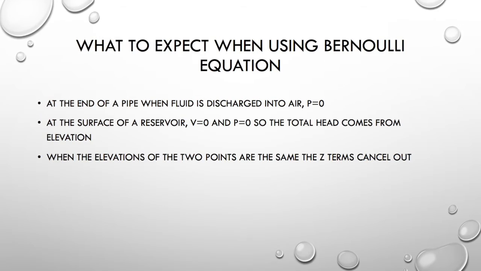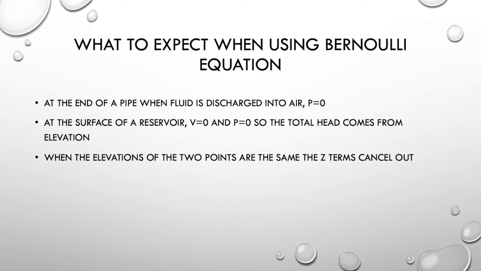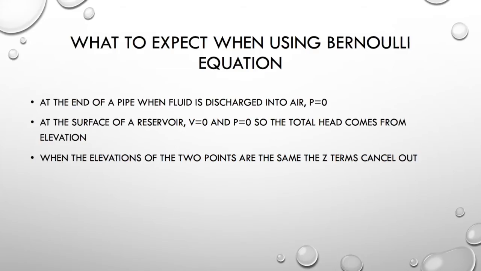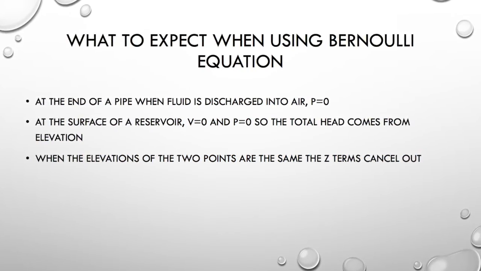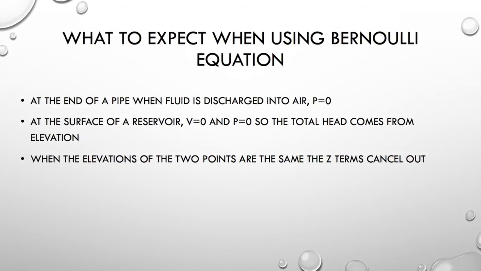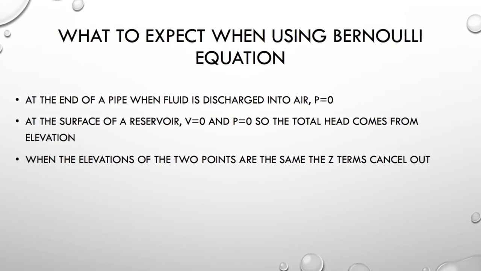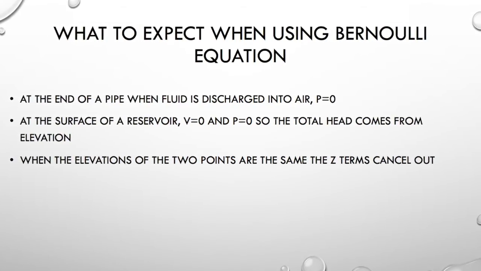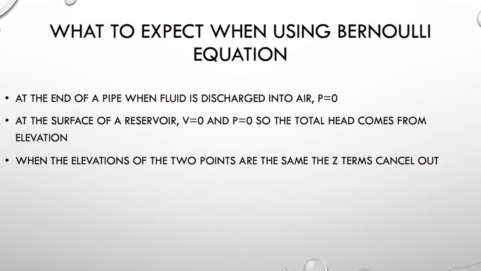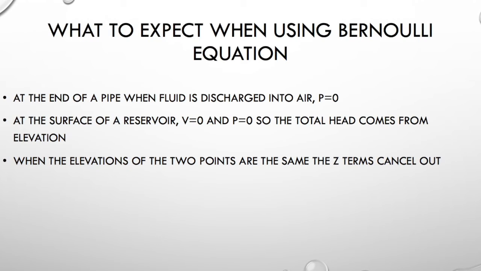At the end of a pipe, when fluid is discharged into the air, pressure equals 0. At the surface of a reservoir, velocity and pressure equals 0. So the total head comes from elevation. When elevations of 2 points are the same, the elevation term would cancel out.